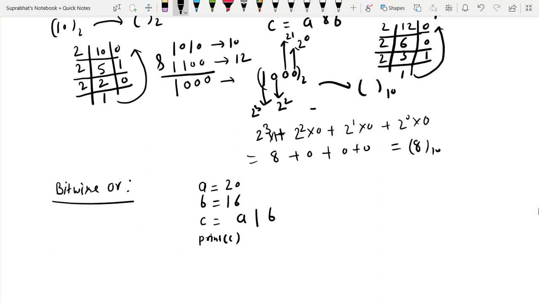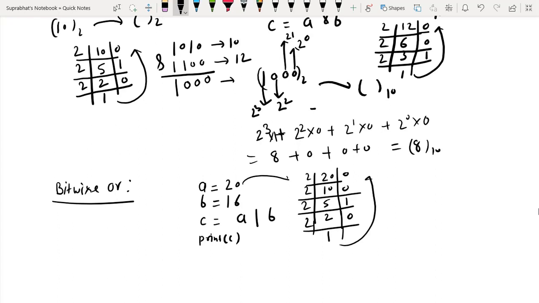So here again a equals 20. When we convert this 20 into binary: 2 tens are 20, remainder 0, 2 fives are 10, remainder 0, 2 twos are 4, remainder 1, 2 ones are 2, remainder 0. So the output for 20 is 1 0 1 0 0.